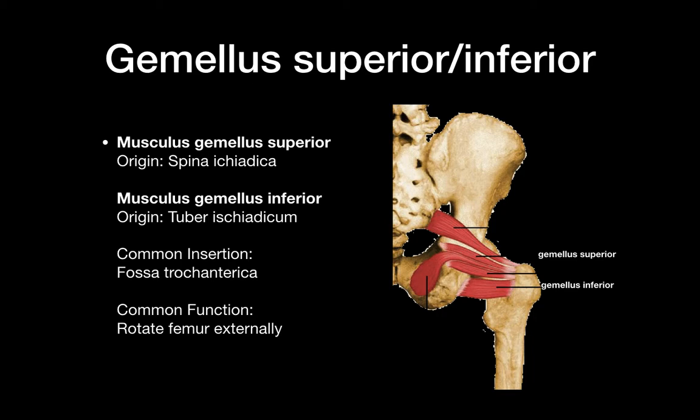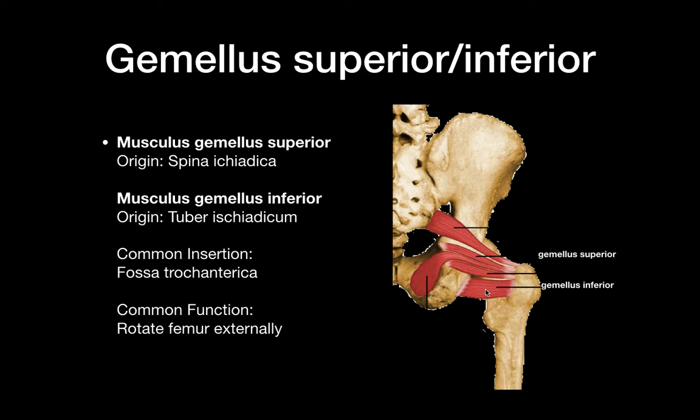The next one is musculus gemellus superior and inferior. Musculus gemellus superior is going to originate from the spina ischiadica, as you see here, and the musculus gemellus inferior is going to originate from the tuber ischiadicum, as you see here. They both have a common insertion point, which is the fossa trochanterica, and also a common function, which is to rotate the femur externally. So this is gemellus inferior, and this is gemellus superior.